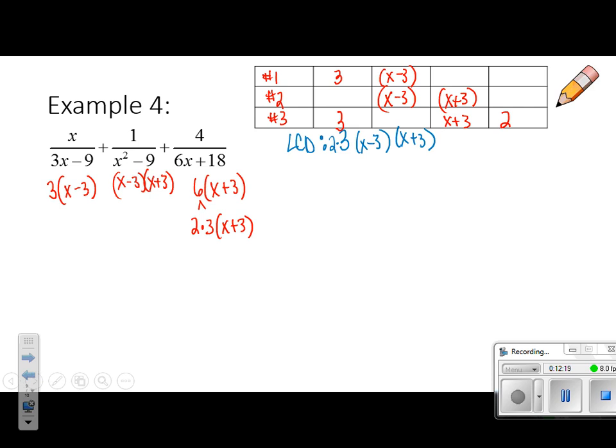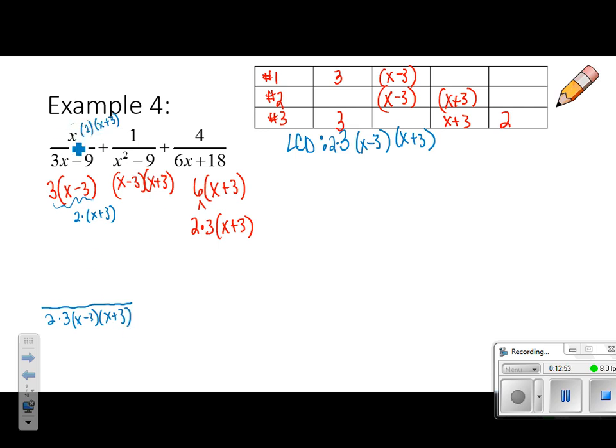All right, so looking at every single one of these, what is this missing? It's missing a 2 and an x plus 3. So I need to multiply the top by 2 and x plus 3. Okay, and I need to do that to the bottom. So now the bottom becomes 2 times 3 times x minus 3 times x plus 3, and the top becomes 2x.